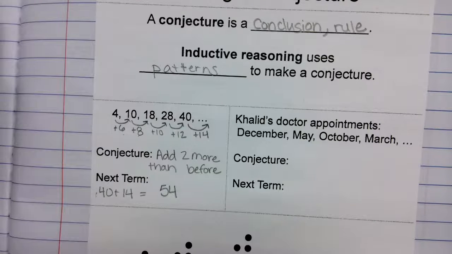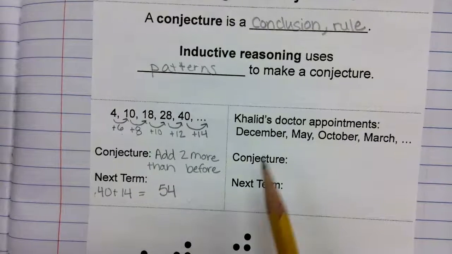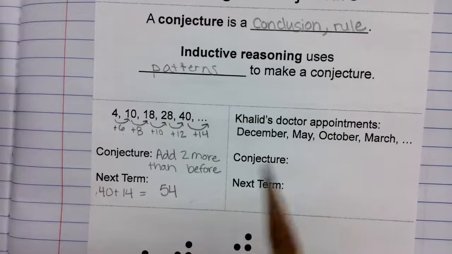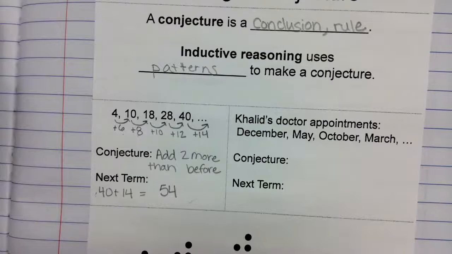Alright, next up. That one was a math problem. Now we got a word problem. That's a math problem. This is math. Khalid's doctor's appointments are December, May, October, March, ... So we have to try and figure out what is that pattern.